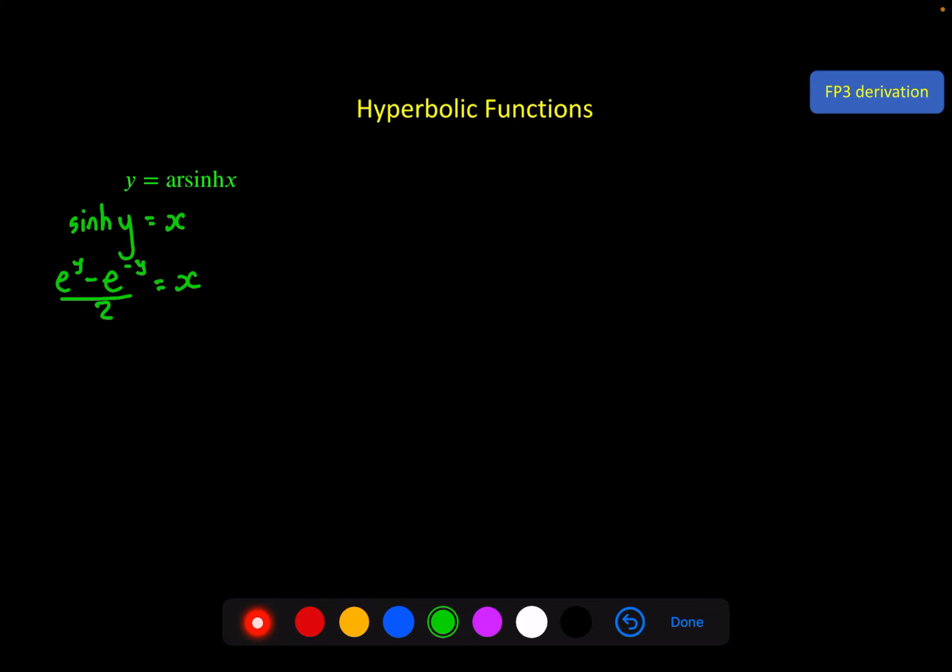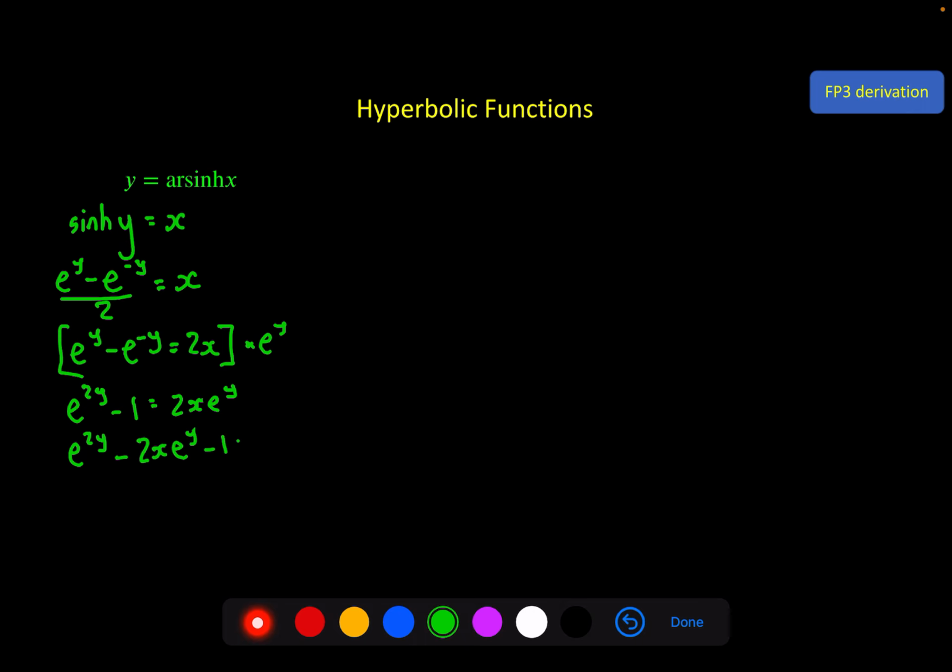And now basically what we're going to do is solve to find what y is in terms of x. So to do that I'm going to rearrange this: e to the y minus e to the minus y is equal to 2x. Then to get rid of that e to the minus y, I'm going to multiply everything by e to the y, which gives me e to the 2y minus 1 equal to 2x e to the y. And hopefully you can see what this is. This is a quadratic in e to the y. If I bring that onto the left, like this, we can apply our formula for e to the y.